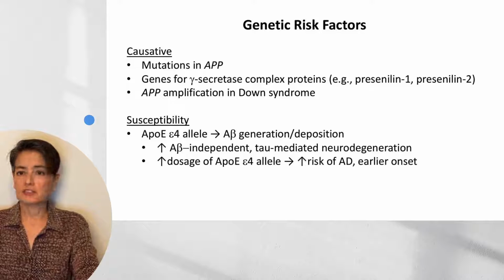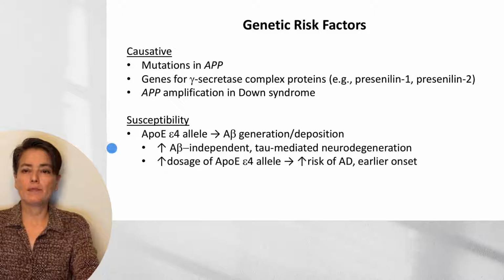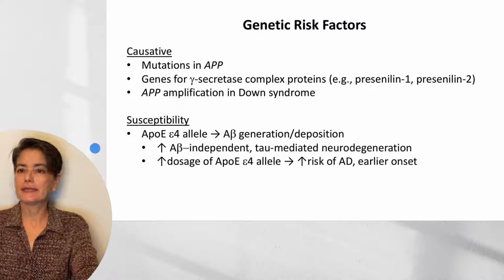In addition, there's a susceptibility locus. We know that the ApoE4 allele is associated with increased generation and deposition of A beta. This leads to an increase in A beta independent and tau-mediated neurodegeneration, which is through a slightly different pathway. And we know that the increased dosage of this particular allele is associated with increased risk of Alzheimer's disease as well as earlier onset.